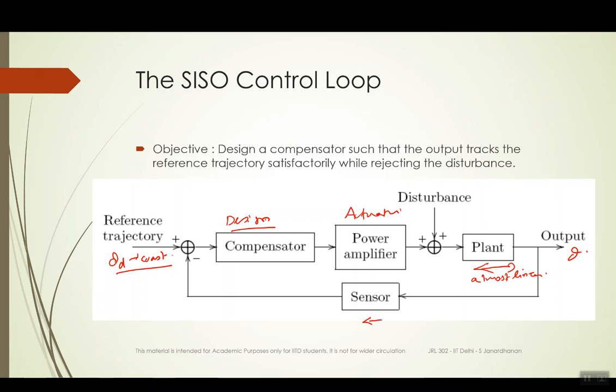This sensor is what measures theta and tries to convert it to a signal that can be compared with theta d. So this may be an encoder, optical encoder, that measures theta directly, or it may be a tachometer that measures the speed of theta, that is omega.